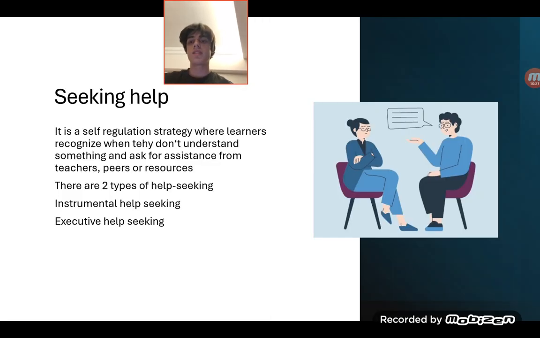Seeking help is a self regulation strategy where learners recognize when they don't understand something and ask for assistance from teachers, peers, or resources. There are two types of help seeking: instrumental help seeking and executive help seeking. Instrumental help seeking is asking for clues, examples, or explanations to be able to learn the material. People who do instrumental help seeking want to be able to learn the material.